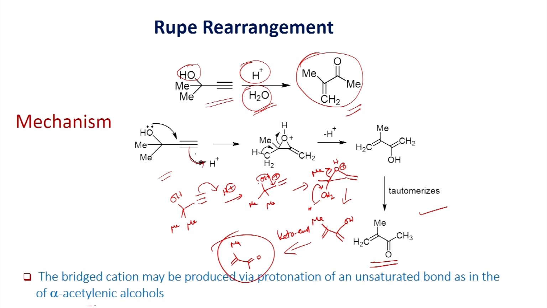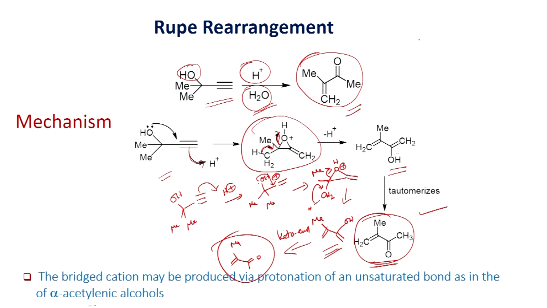Alpha acetylenic alcohol, when you treat it with acid, you can form this cation intermediate. Once you form this one, it can open up as shown here, and you will be able to form this intermediate, enol. Once we have this enol, it can tautomerize to give this vinyl ketone as the product.